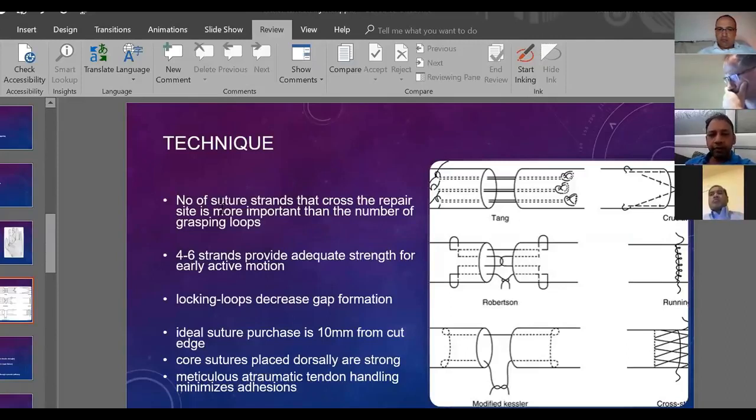Ideally, suture purchase should be 10 millimeters from the edge of the tendon. And according to some studies, core sutures placed dorsally are strong as compared to placed volarly. And you need to make sure there should be a meticulous atraumatic tendon handling, because that minimizes your adherence.